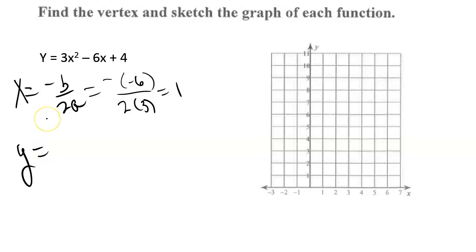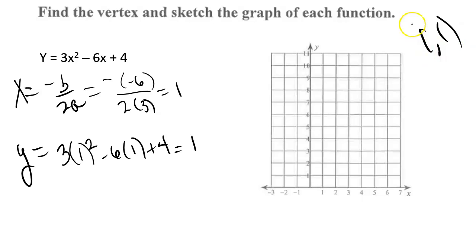And then to get y, we substitute into the function up above. So we have 3 times 1 squared minus 6 times 1 plus 4. And that also gets us to 1. So our vertex for this problem is just 1, 1. So we plot that here on our grid.